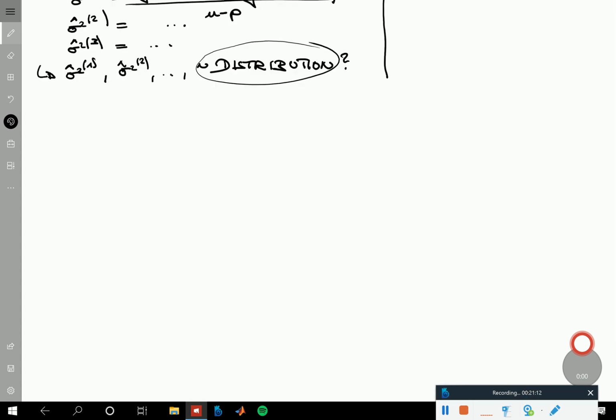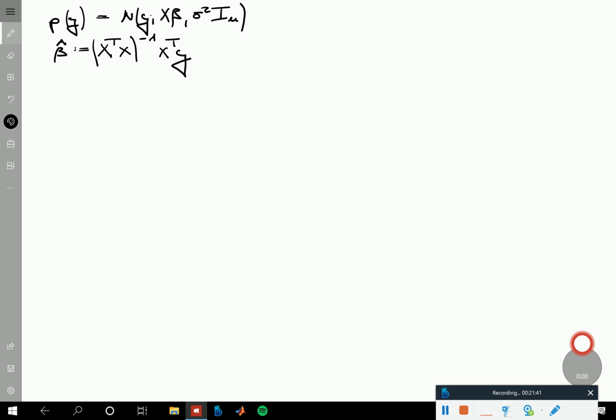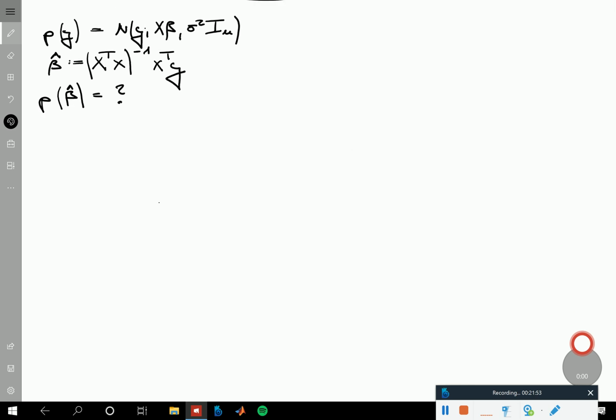Then the first question is now, if we have this logic and we have this distribution of data and we have beta hat defined as (X^T X)^-1 X^T y, what is the probability density over beta hat? And maybe put here beta distribution, beta hat, beta estimator distribution.